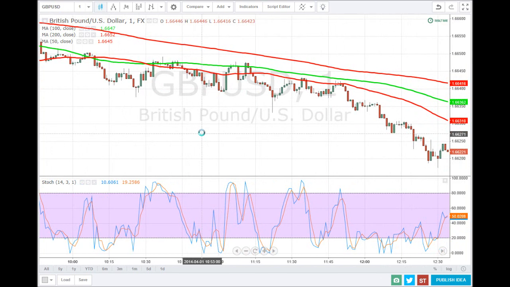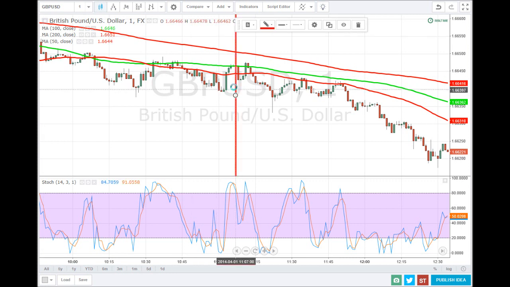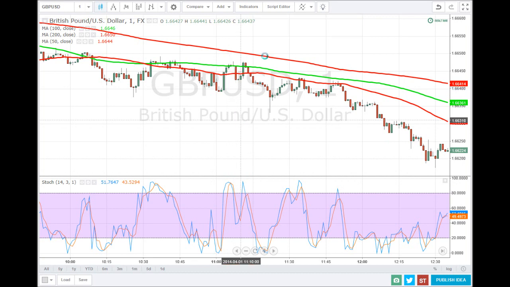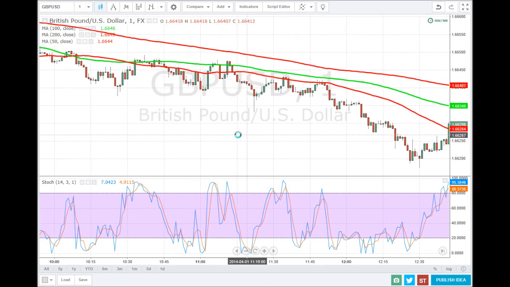Let's carry on. We have another pin bar here. Let's mark that area. We're in between the first two moving averages, so everything looks great. Our stochastic agrees. We could place a put. Price falls on the downside very strongly. Let's carry on.